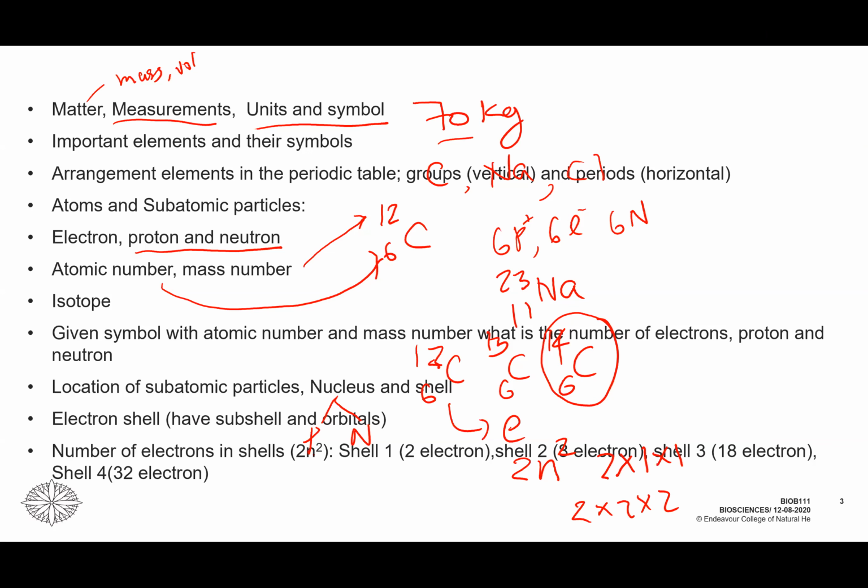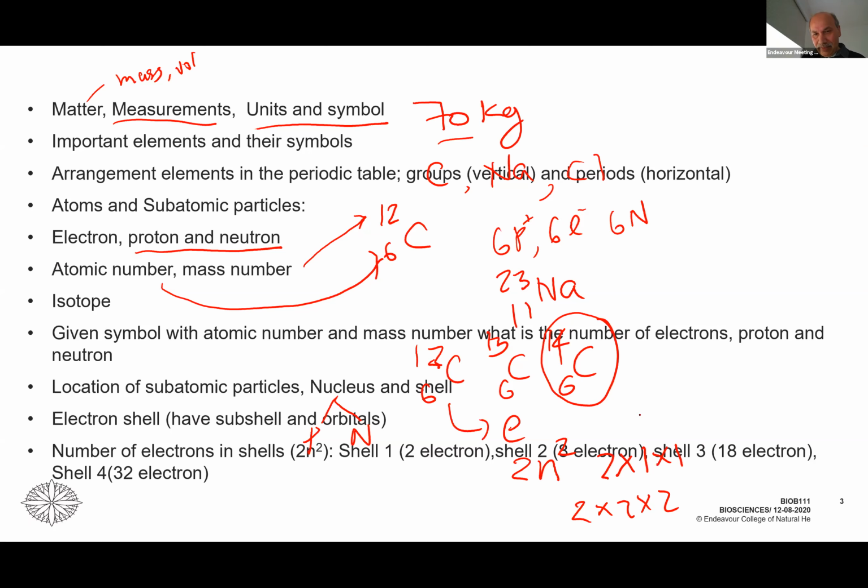So the number of electrons in the shell is 2n squared. Shell number 1, 2 electrons. Shell 2, 8 electrons. Shell 3, and so on. You can calculate that: 2 times 3 times 3, so that will be 18. And shell 4 will have 32 electrons.